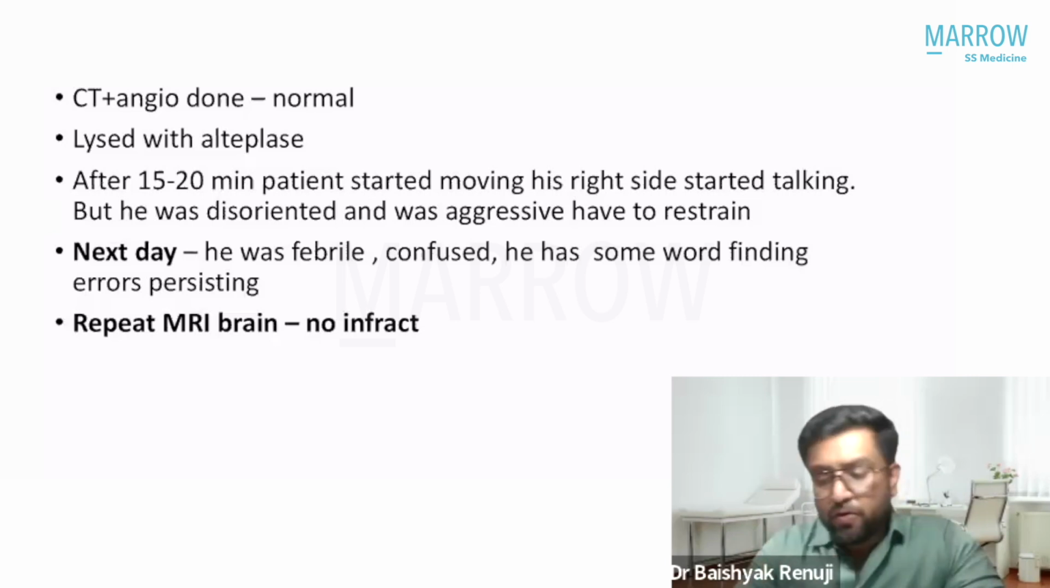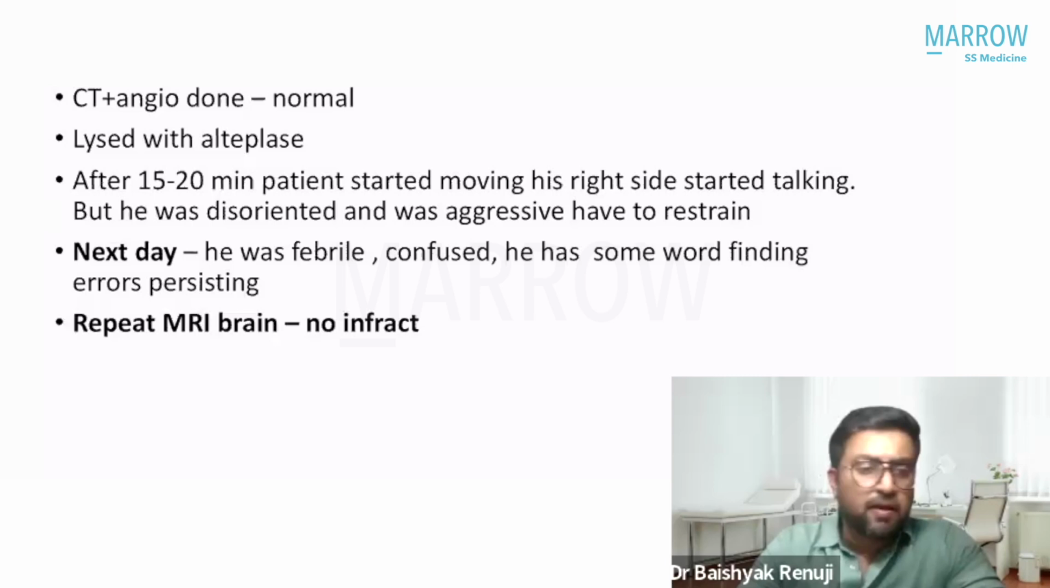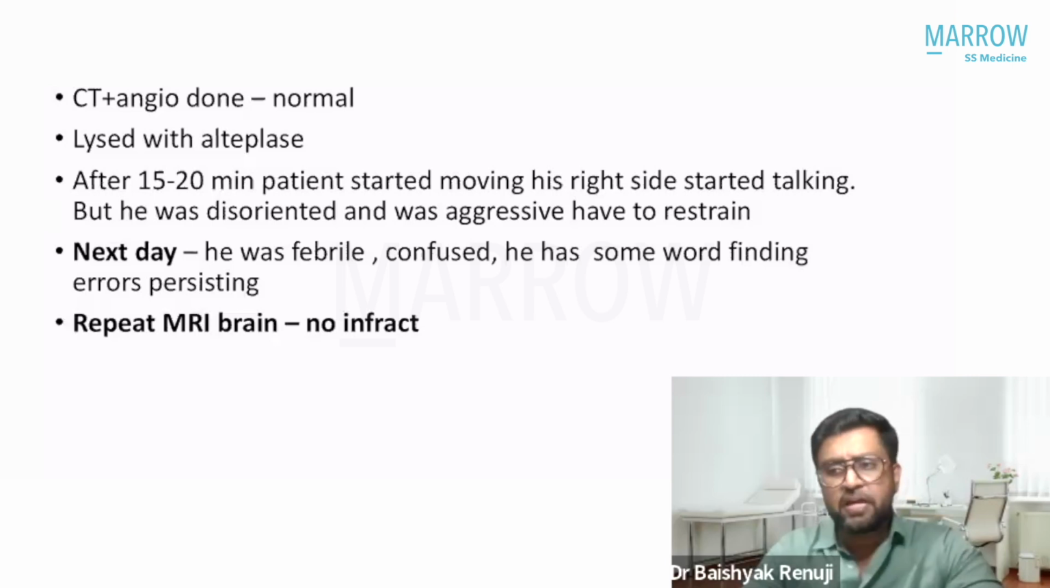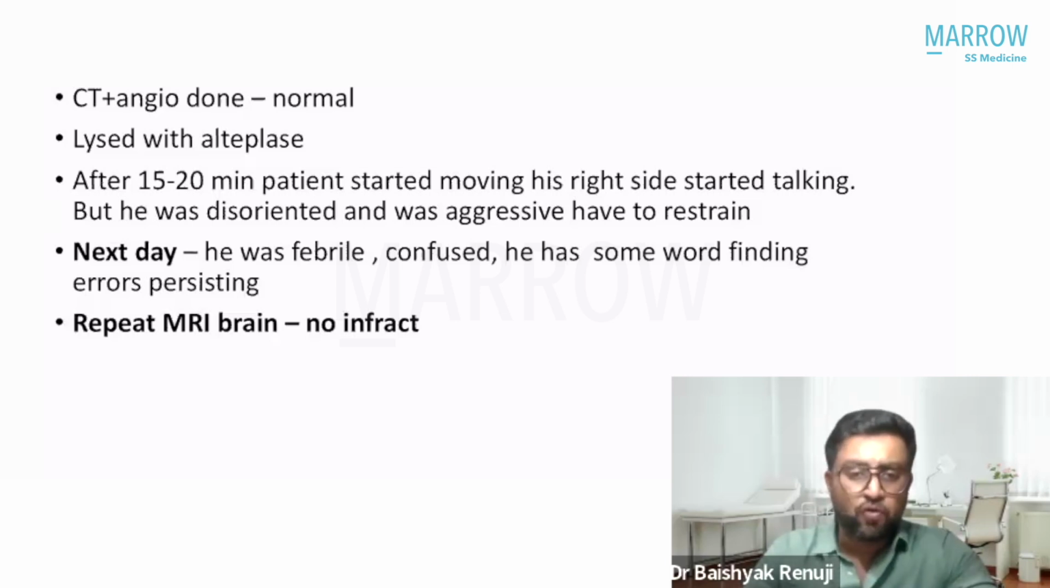I was totally confused. I got a call from my ICU that he is very agitated. Then I thought he may be alcoholic or he had fever, some delirium may be there. On the next day, he was febrile. He was confused, and he had some word finding errors, but he was able to communicate. He had no deficit other than that. He said he doesn't remember what happened that night. He remembers till he went to sleep, and then when he woke up, what he remembers is the morning. He doesn't remember anything. And MRI was repeated on the next day, which showed no infarct.